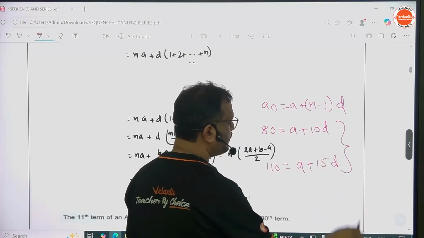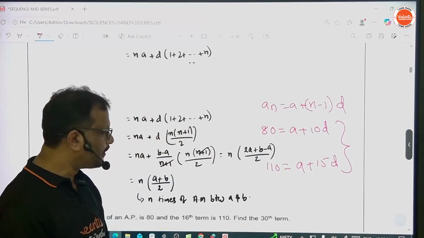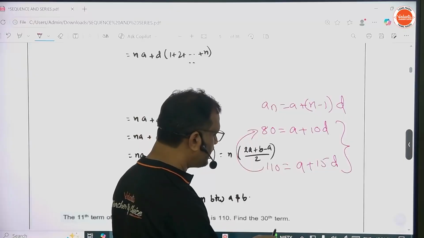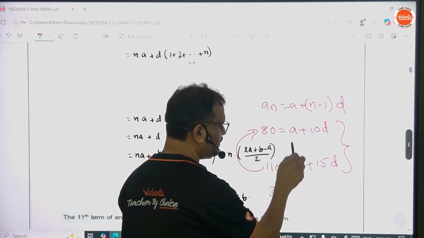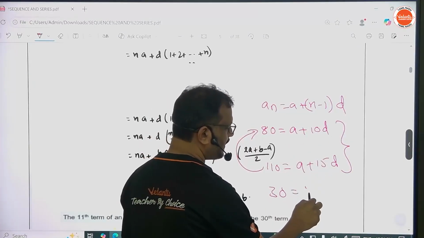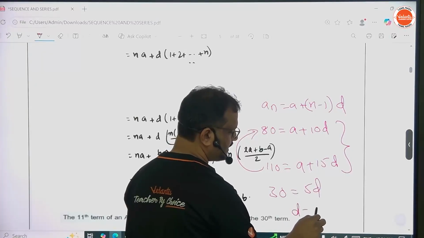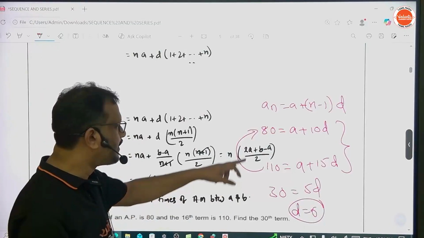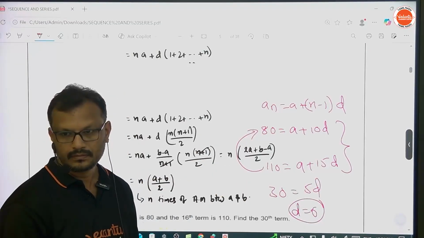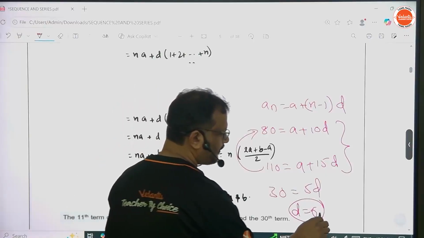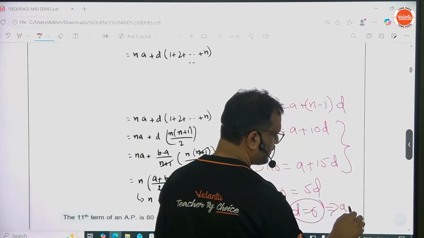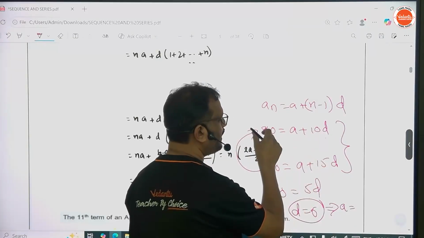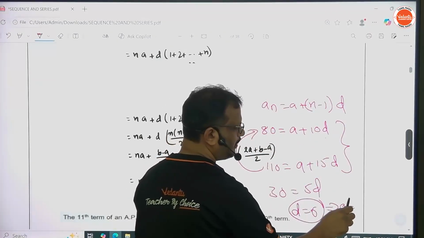Just simplify these two equations. That's it. What is the difference of these two terms? 110 minus 80, 30. So 30 equals the difference of these two: the difference of A is 0, the difference of d is 5d. So therefore d equals 6. Just substitute d equal to 6 in any one of the two equations and you get the a value. So tell me, what is the a value from this one? d equals 6, 60. 80 minus 60, 20. So you will get 20.